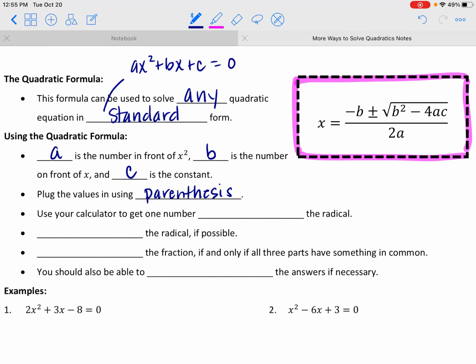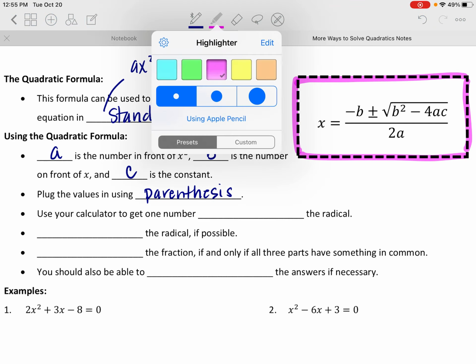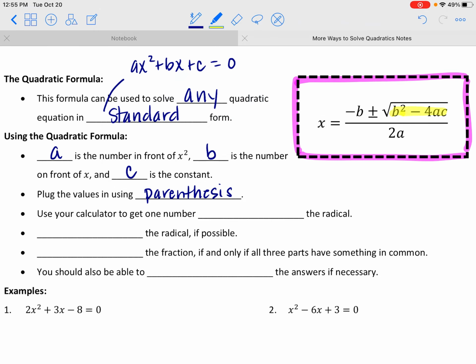I sort of look at it as a last resort, but there are cases where, again, it's just going to be better than the other option, the other option being completing the square. But if you're going to use the formula, after you've plugged everything in, the first thing you want to do is simplify under the radical. So under the radical, this b squared minus 4ac, let's figure out one number there first. So let's get one number under the radical, and that's that piece that I highlighted there.